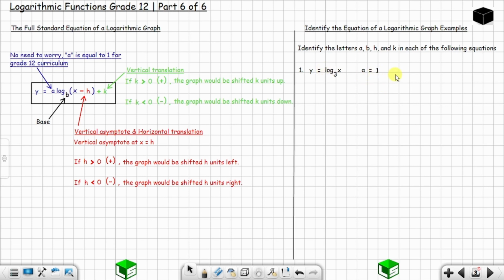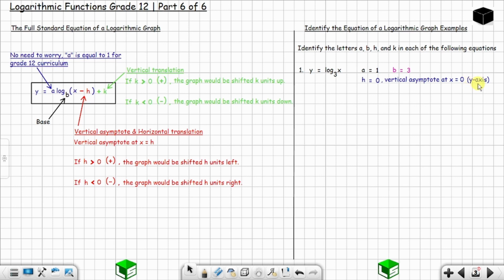And what is B equal to? B is the base. B is equal to 3. And what is H equal to? H is always written in brackets together with X. In this case, you don't have H, so H is equal to 0. And from this, you know that the vertical asymptote is at X is equal to 0, and this is actually the y-axis.